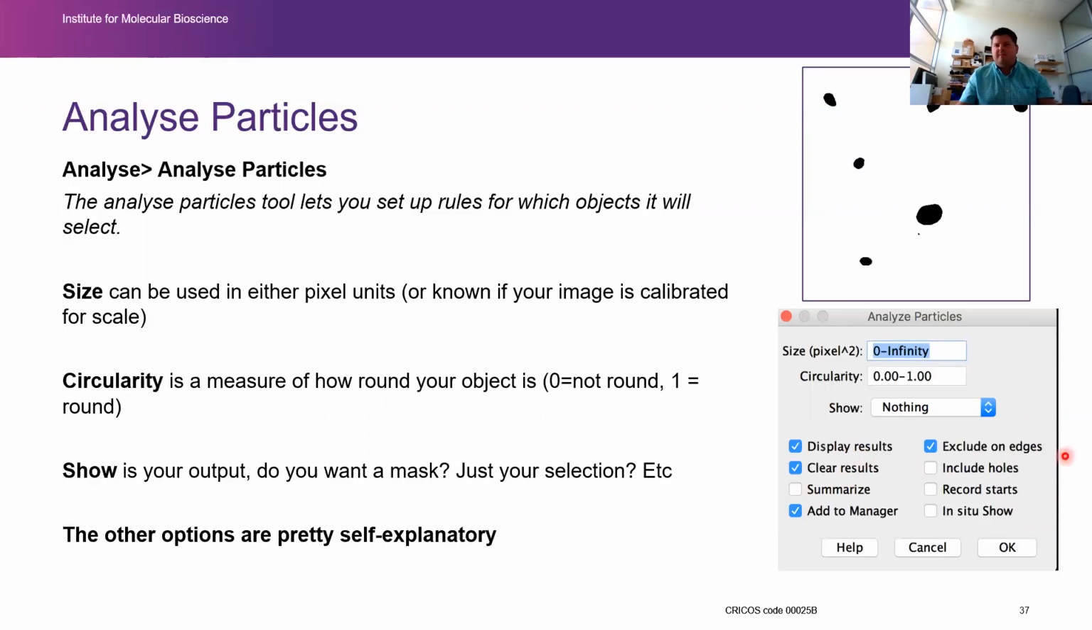Now, we also normally would exclude things on the edge. So if there was like half a nuclei, we wouldn't count that because you can't accurately measure things that you don't see the whole object for. Including holes: if there's a hole in your threshold, like a donut shape, whether you want to measure just the object or everything. And the last two, you don't really need to ever use.